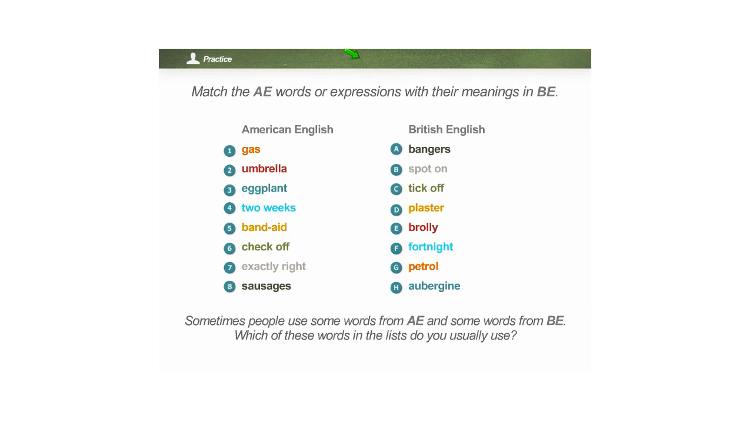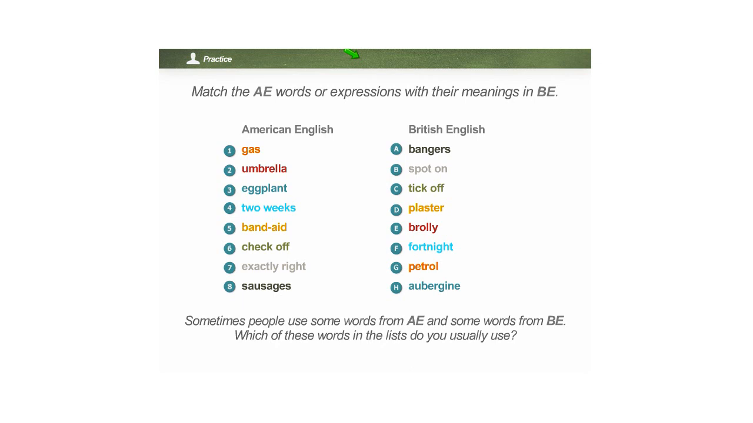Okay, so we're going to look at the differences here. We're going to match the American words with their British meanings. The first one we did, gas and petrol, we did already. We did umbrella already, which I sort of disagreed with. So umbrella and brolly is a slang word. Eggplant we did. So it's eggplant in American English and aubergine in British English. And this is the purple vegetable. It's a big purple vegetable. We've done this one already, 2 weeks in American English and a fortnight in British English.